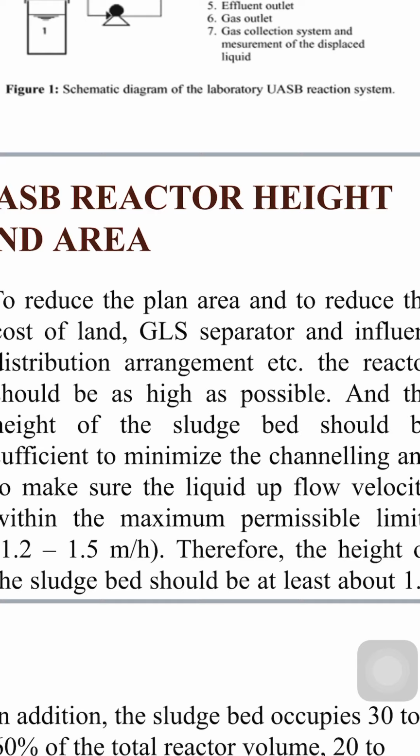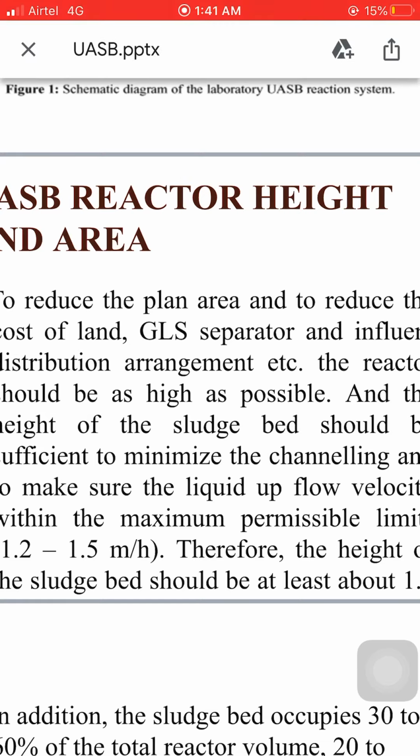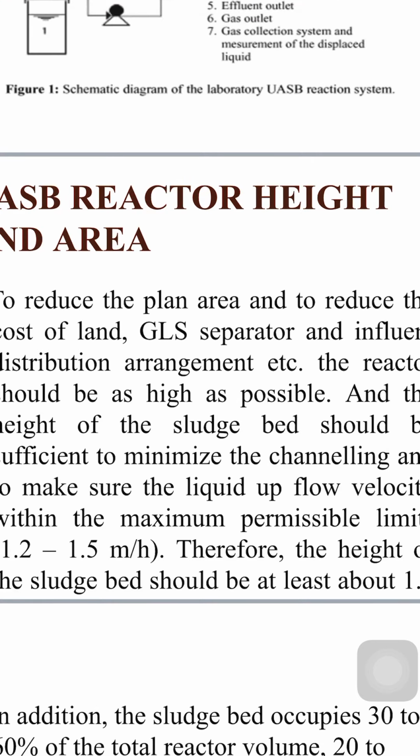The reactor should be as high as possible, and the height of the sludge bed should be efficient to minimize channelizing and to make sure the liquid upflow velocity stays within the maximum permissible limit of 1.2 to 1.5 m/h. Therefore, the height of the sludge bed should be at least about 1.5 to 2.5 meters.